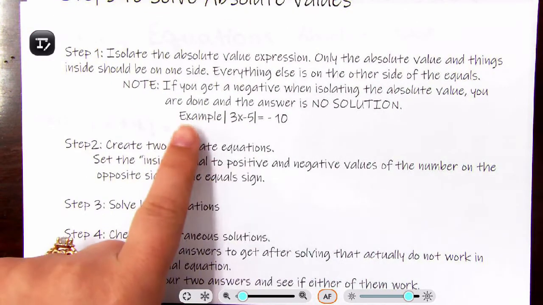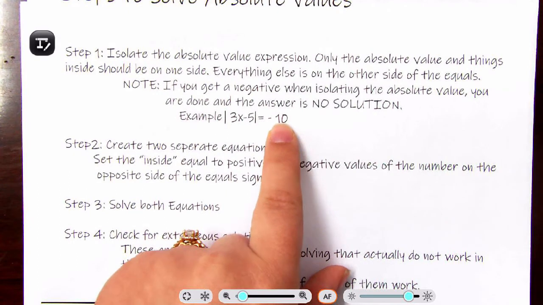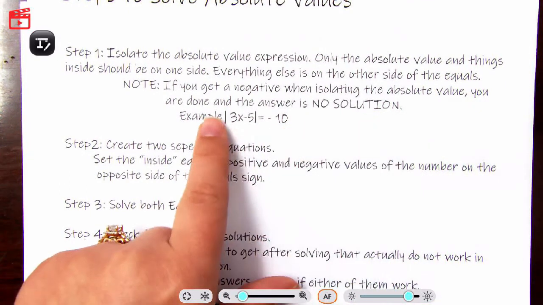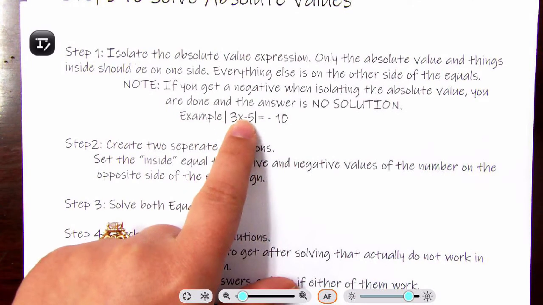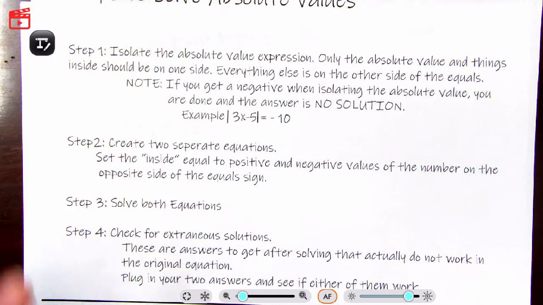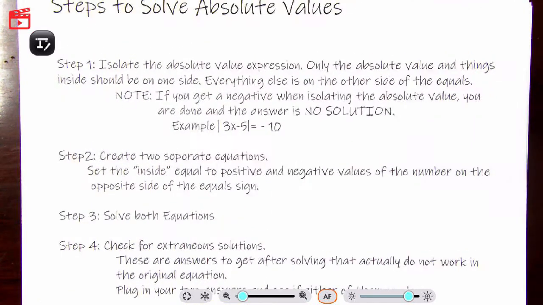Now, for step number 1, note, if you get the absolute value by itself and it equals a negative number, your answer has no solution because an absolute value will never equal a negative number if it's by itself. You can have no solution, multiple solutions, or you can have one solution. So there's 3 different types of answers you can get when solving absolute value equations.